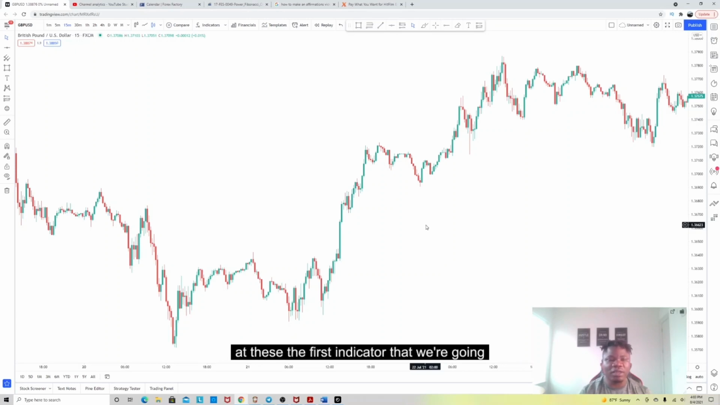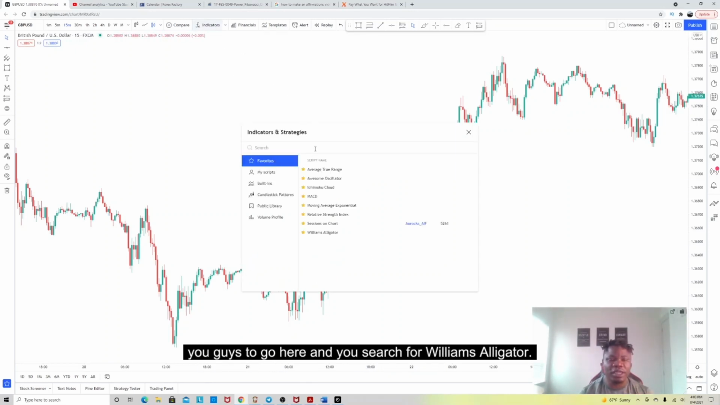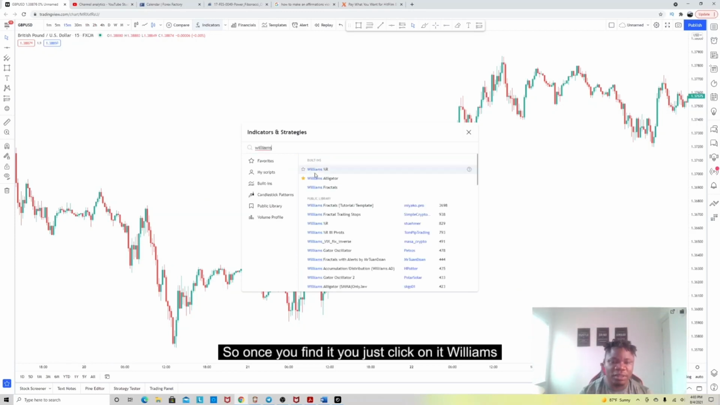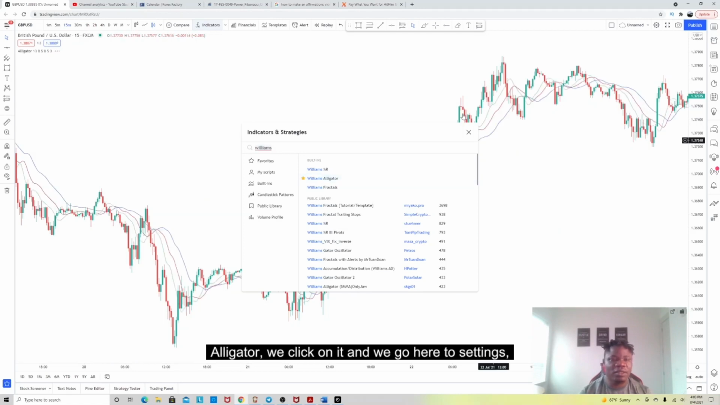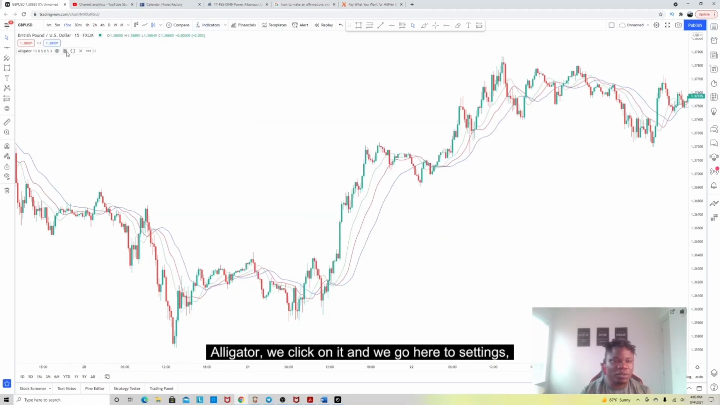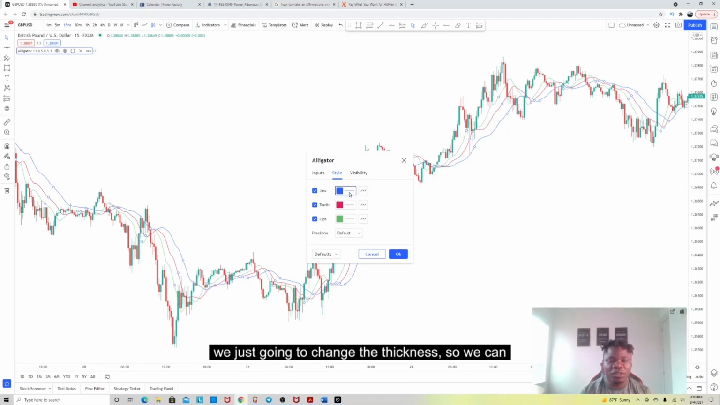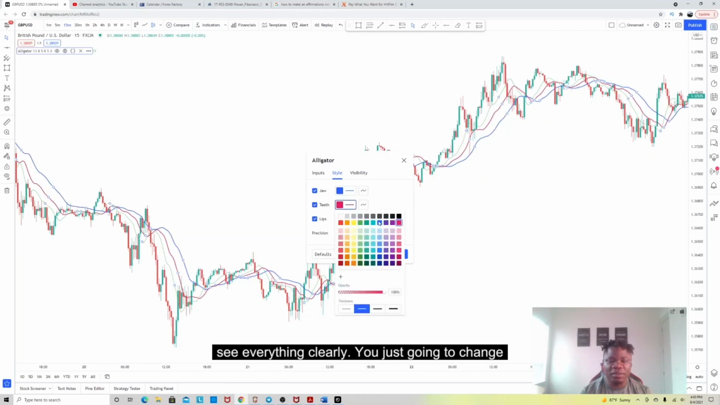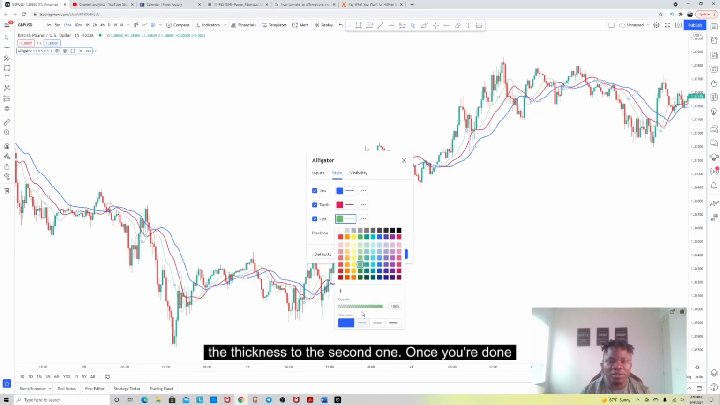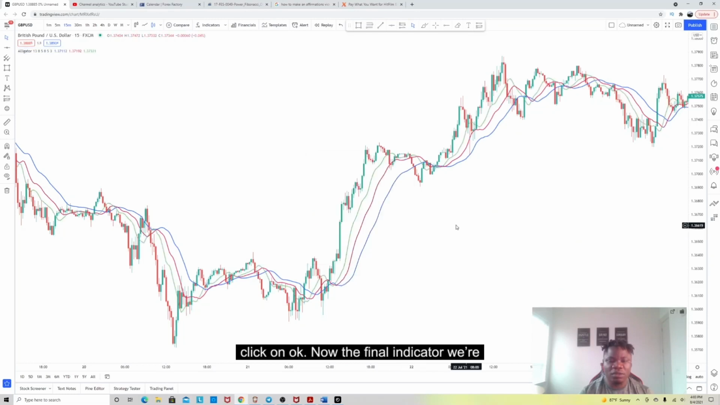So now looking at this, the first indicator that we're going to use for this scalping strategy is, I want you guys to go here and search for Williams Alligator. Once you find it, you just click on it. We go here to settings. We're just going to change the thickness so we can see everything clearly, to the second one. Once you're done, you click on OK.